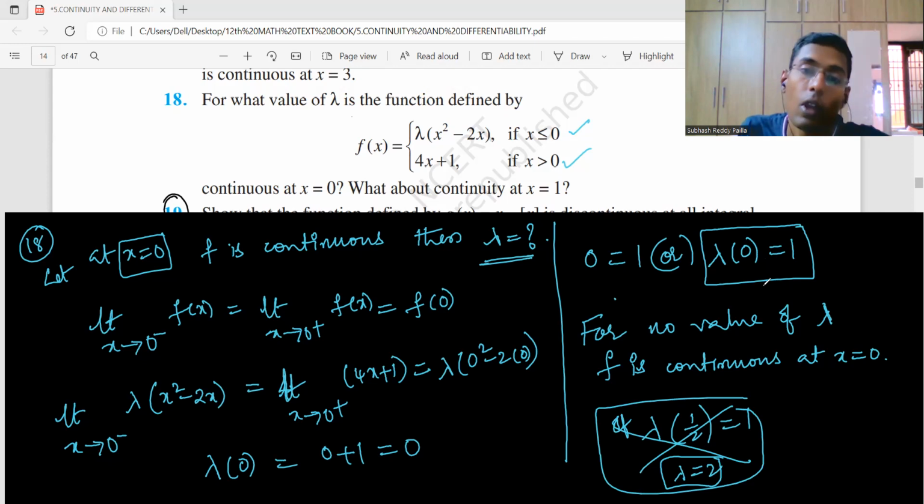What about continuity at x equal to 1? At x equal to 1, it is continuous, because the only scenario over here is 4x plus 1. Because that's a linear function, a polynomial, therefore continuous, right? Good.